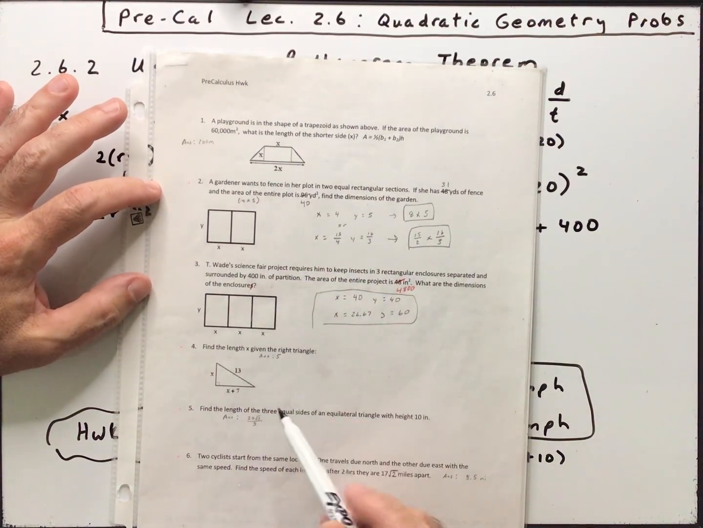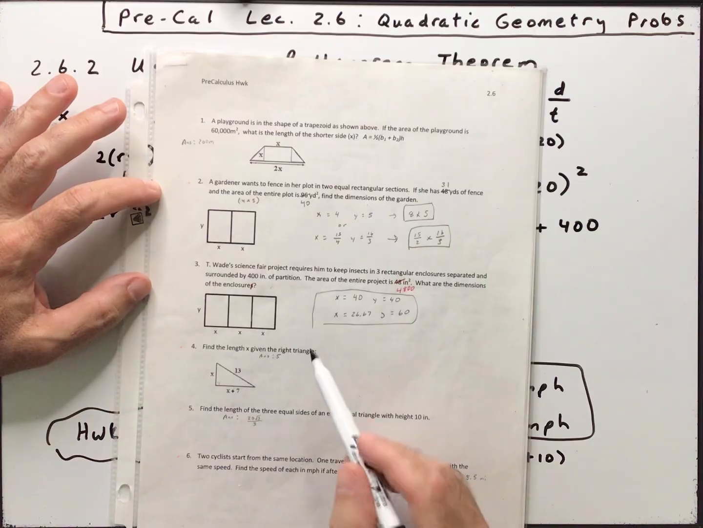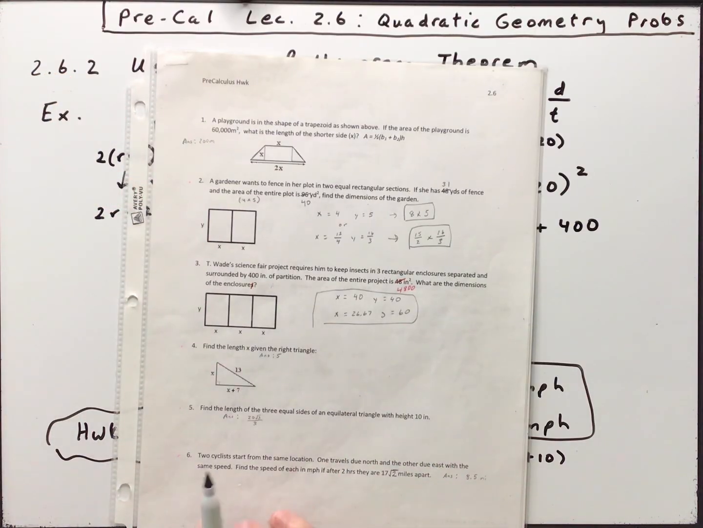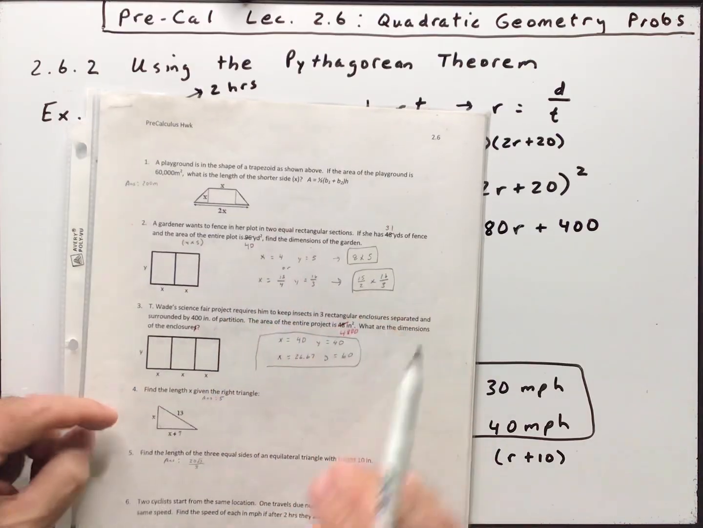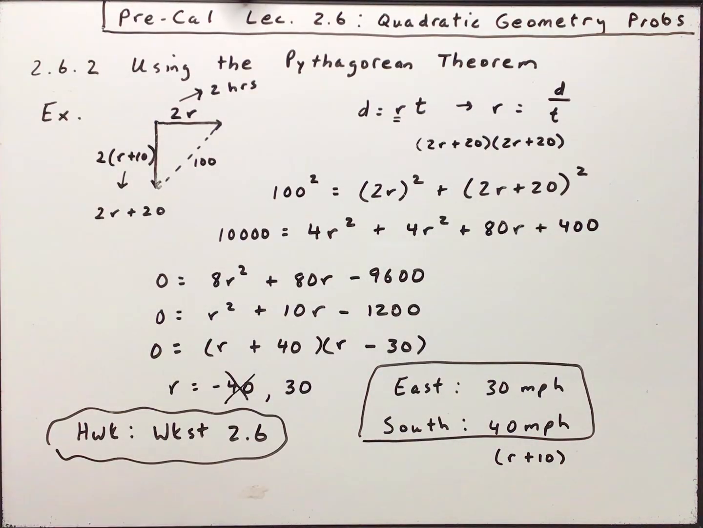And then you've got this, and everything else is a similar problem to what we worked. So only number 1 is a little bit different, but give it a go. I gave you the area formula, which you would not have to memorize for a test.